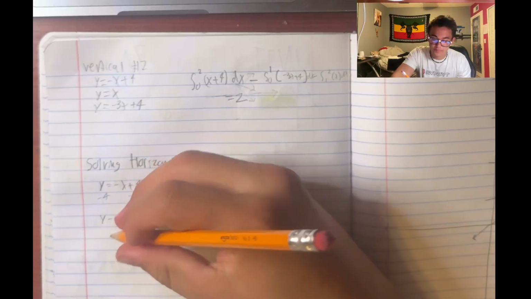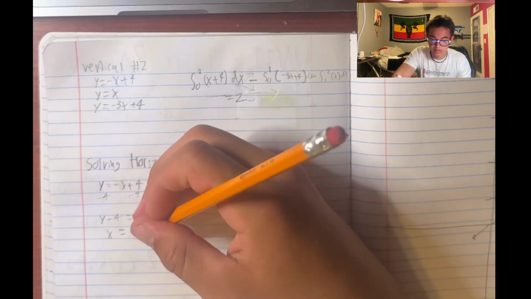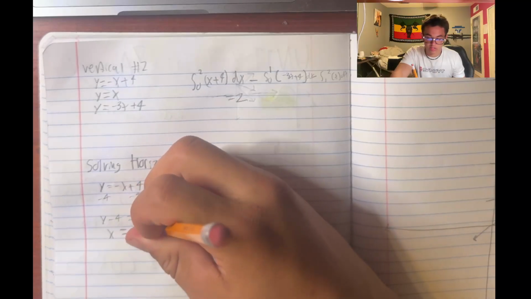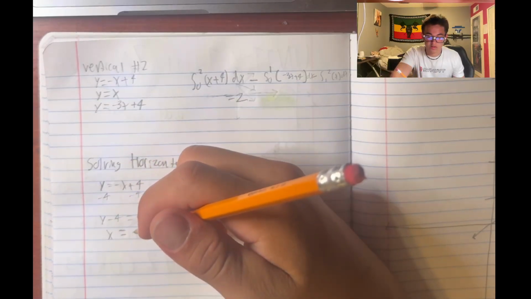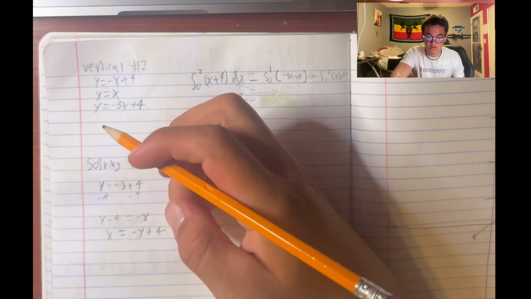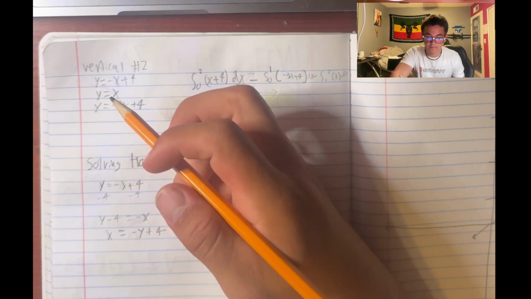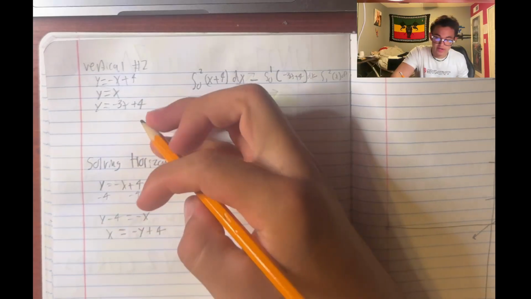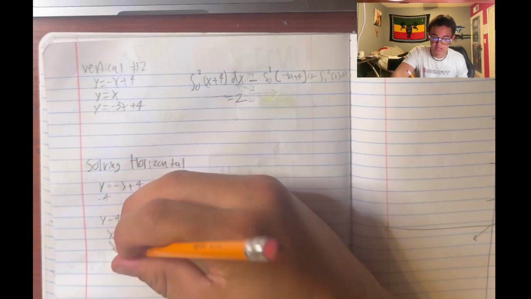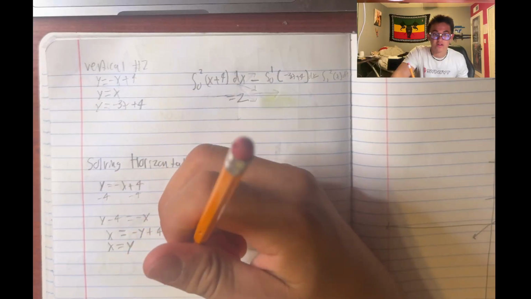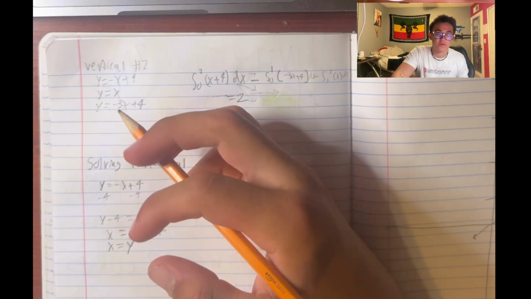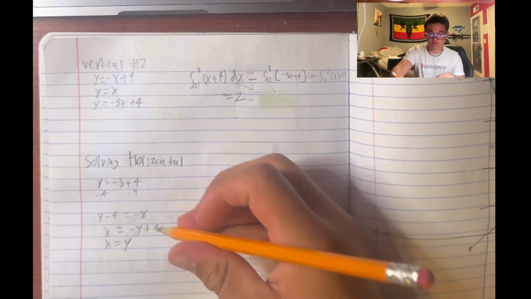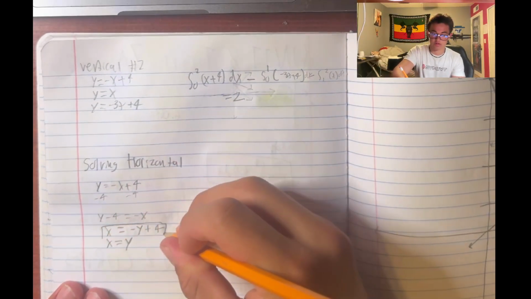So x is equal to negative y plus 4. Then y equals x is just going to be x equals y. We got y equals negative 3x plus 4. Here, I'm going to just circle these just so we know.